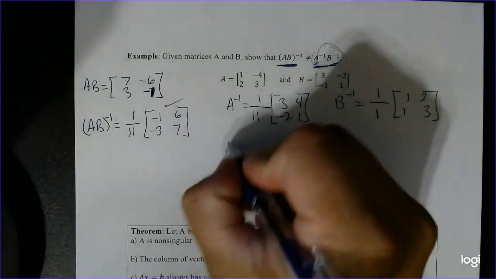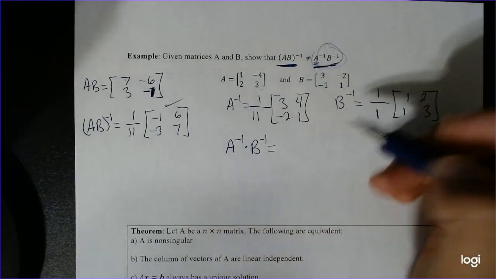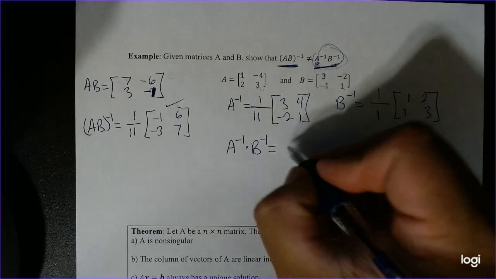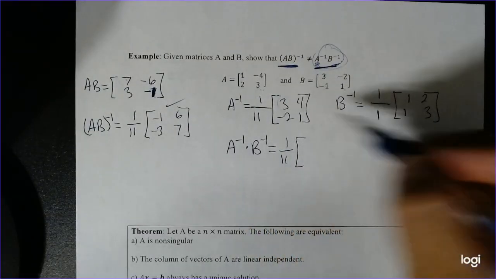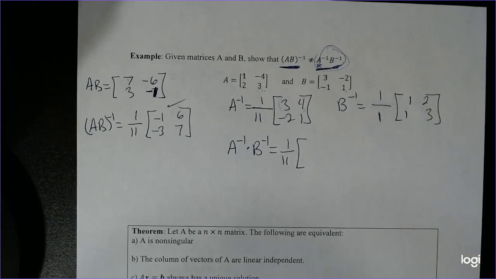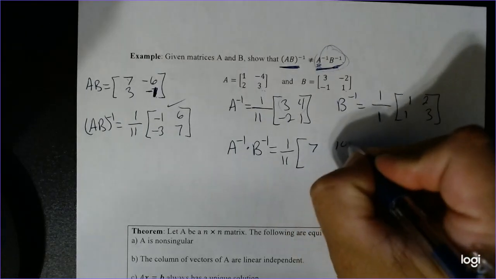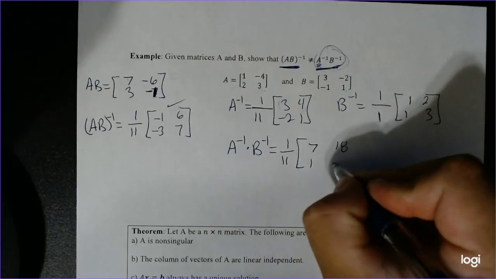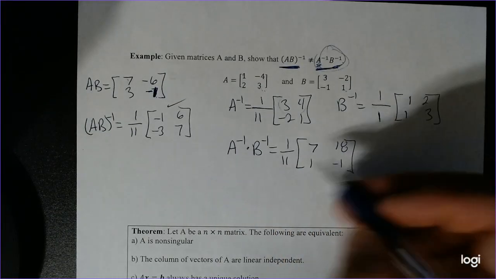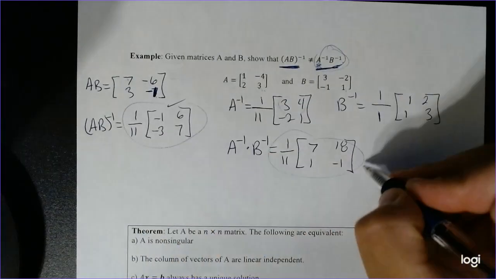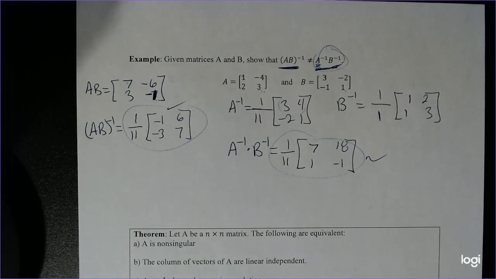And then finally multiplying these matrices together in this format. So I'll keep the 1 over 11 on the outside. And again, row by column, row by column, row by column. And if I do my math correctly, we should get this. And as you can tell, they are not the same. So we prove it doesn't work.